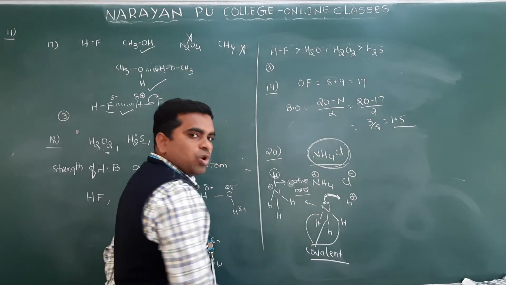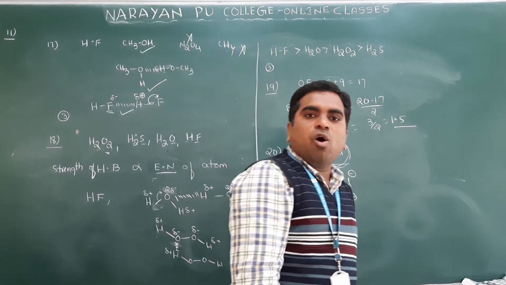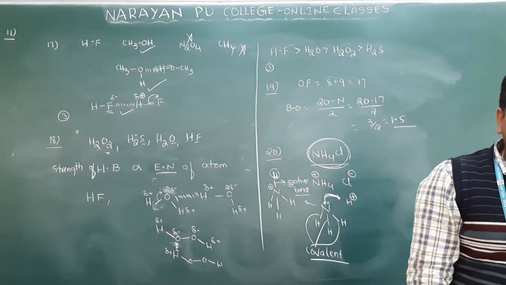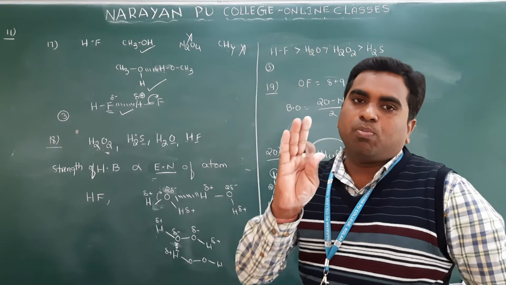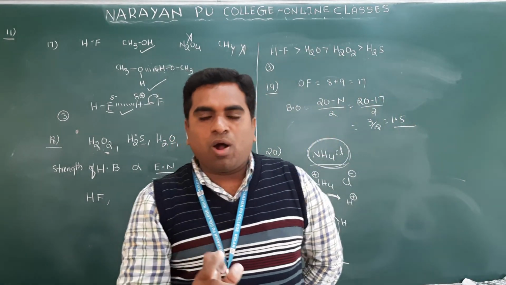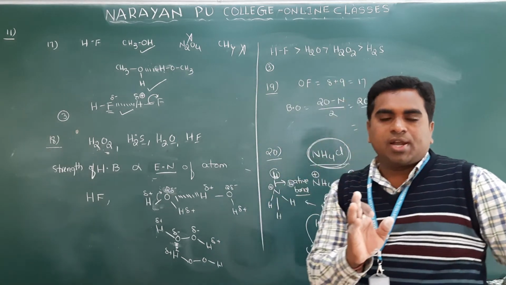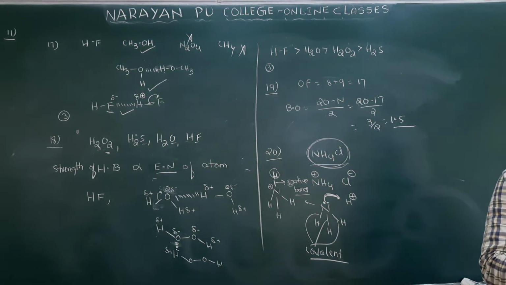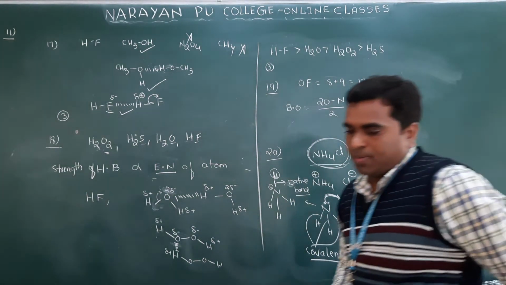Clear? So NH4Cl will have how many types of bonds? We have to say the answer is 3 types of bond. One is ionic bond, another one is covalent bond, and the last one is coordinate bond.